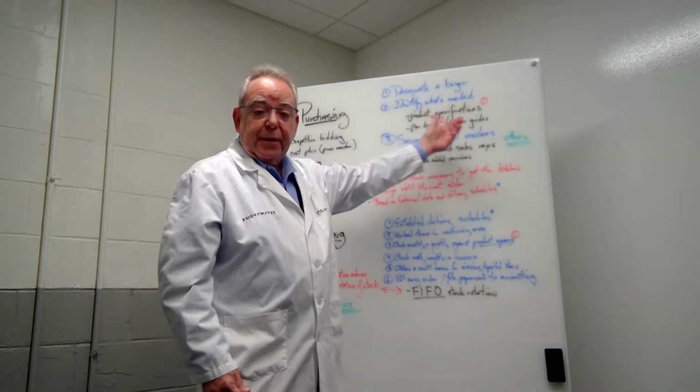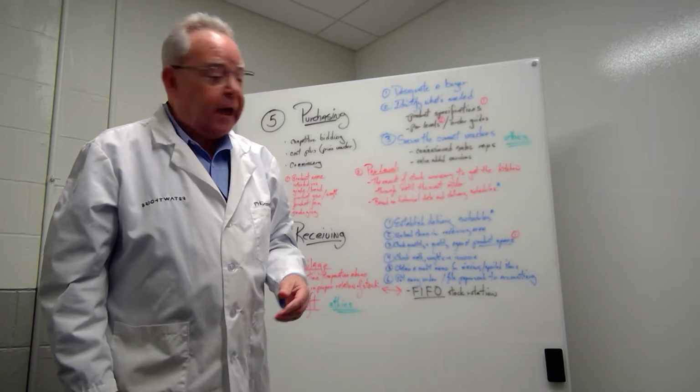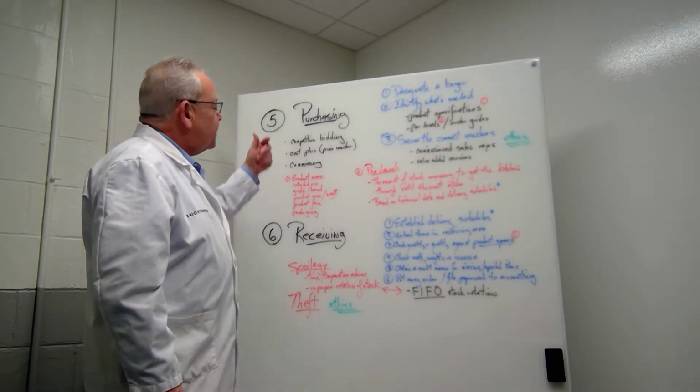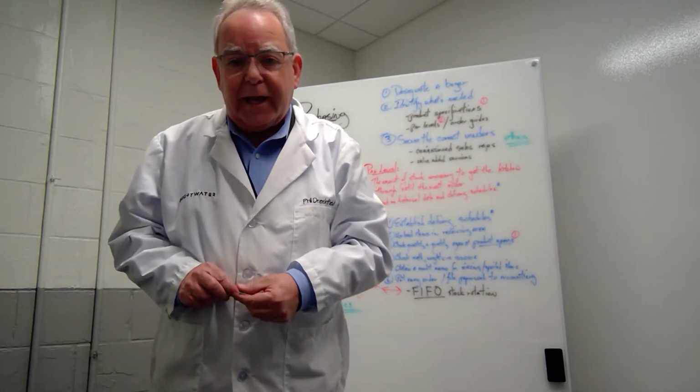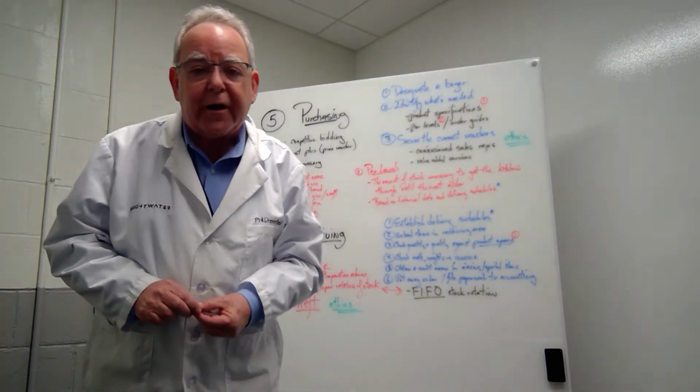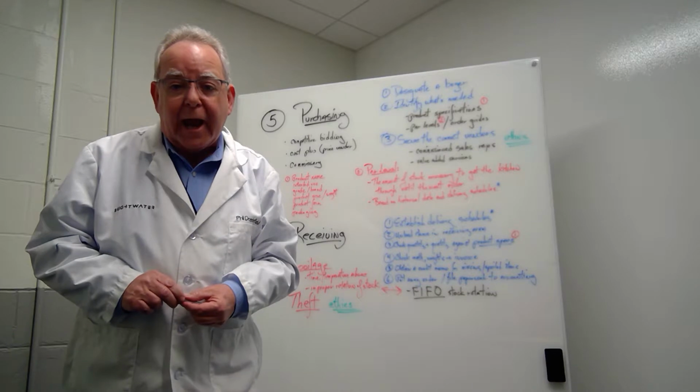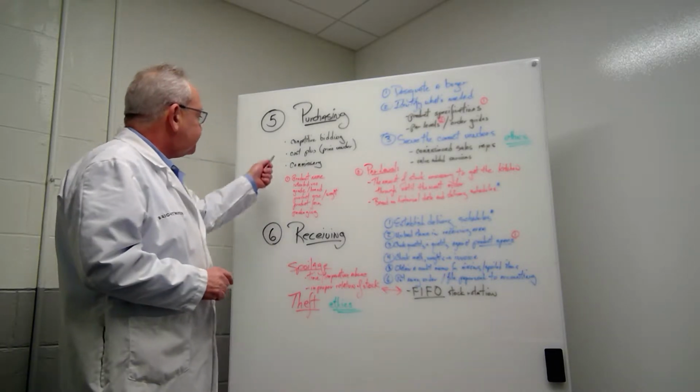All laid out in product specifications. Okay? So, when you're doing your competitive bidding, make sure you understand what specific product you're looking for. Compare apples to apples. All right?